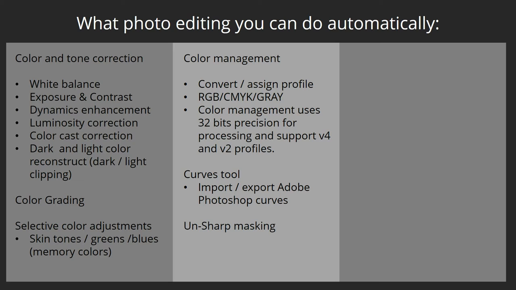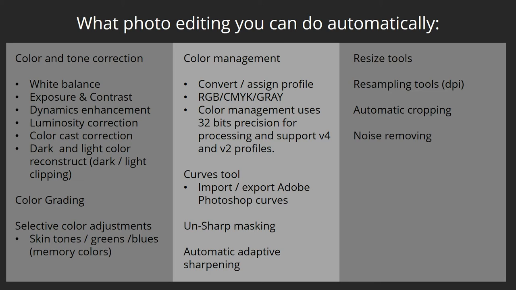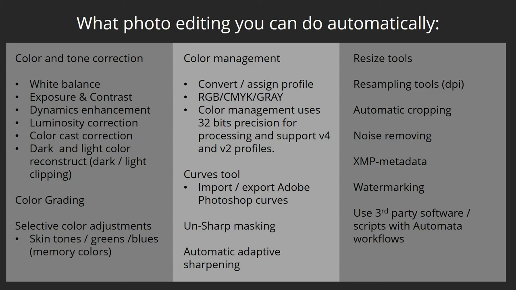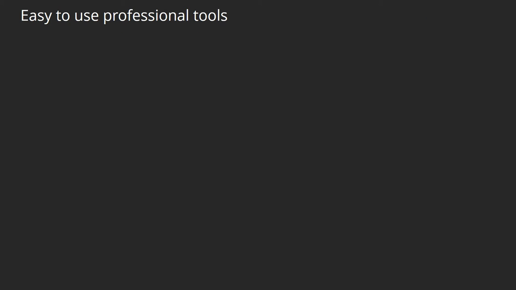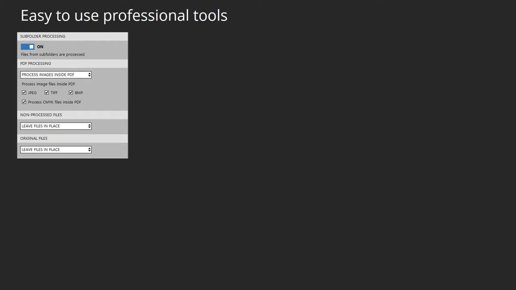We also have unsharp masking, automatic adaptive sharpening, resizing and resampling tools, automated cropping, noise removing, XMP metadata support, and watermarking support. And the best thing is that the Automata workflows are totally open. It means that you can use your own tools or your own scripts with SoftColor Automata. And all our tools are easy to use. And it has all the professional features that are needed.